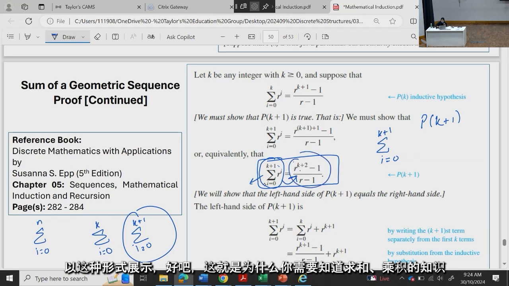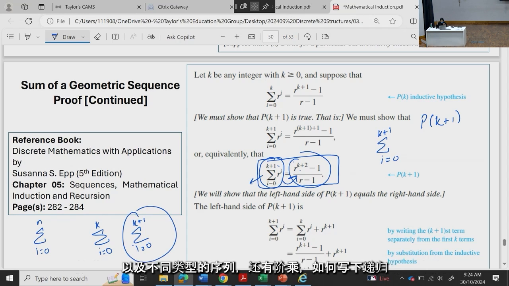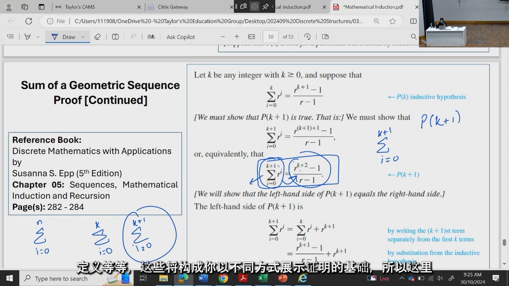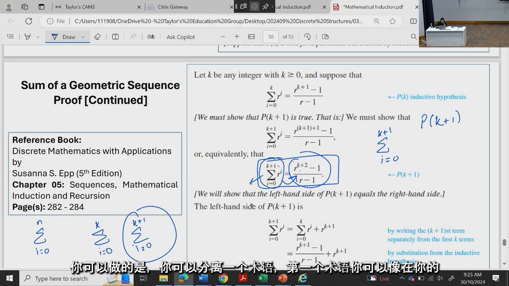Okay, so that is why you need to know summation, product, and different types of sequences. Also the factorial, how to write down the recursive definition, and all that. So that will form your base to show the proof in different ways. So here what you can do is separate one term.